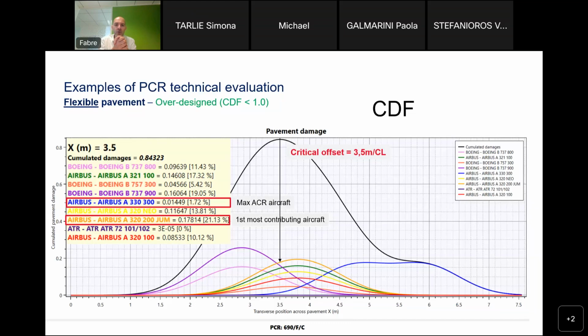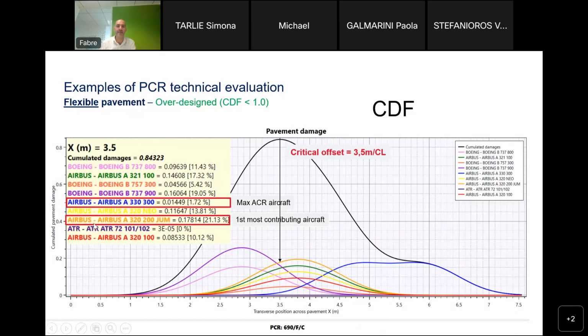On the list, it is interesting to note that the A330-300, which is the aircraft with the highest ACR, has a very small contribution to the max CDF. This is just because this is the only long range aircraft, combined with a large number of short to medium range aircraft. And it is those aircraft which create the maximum CDF and also the location of the critical offset, while the overall main landing gear track of the A330 is significantly larger than the other aircraft. So therefore, its individual CDF is relatively high here, if you can see my moving arrow. But its contribution at the critical offset is very low because of its position on the pavement with regard to the pavement center line.